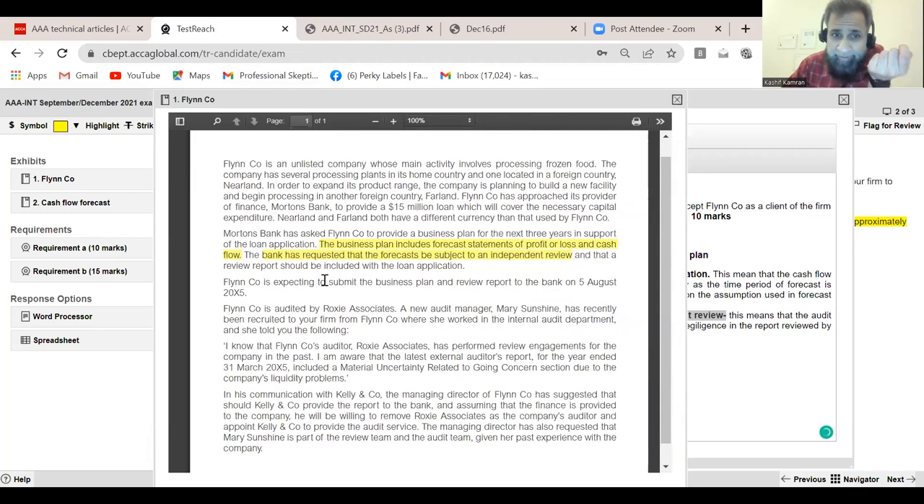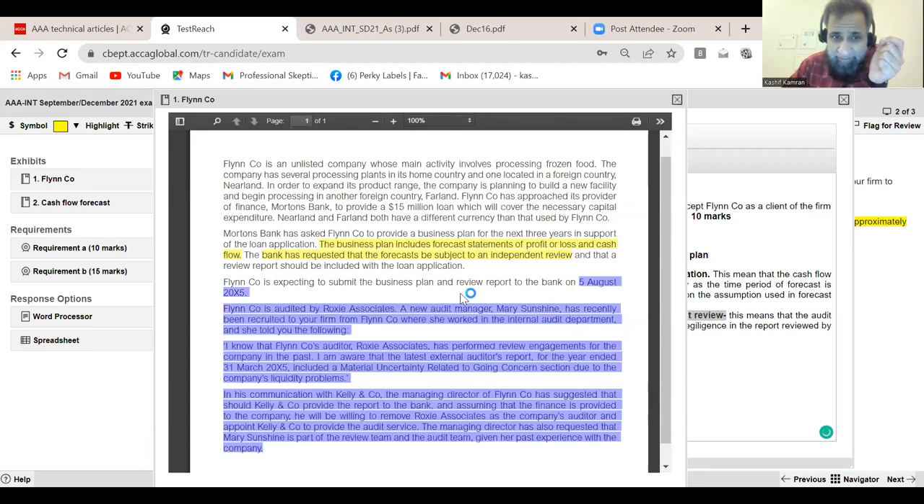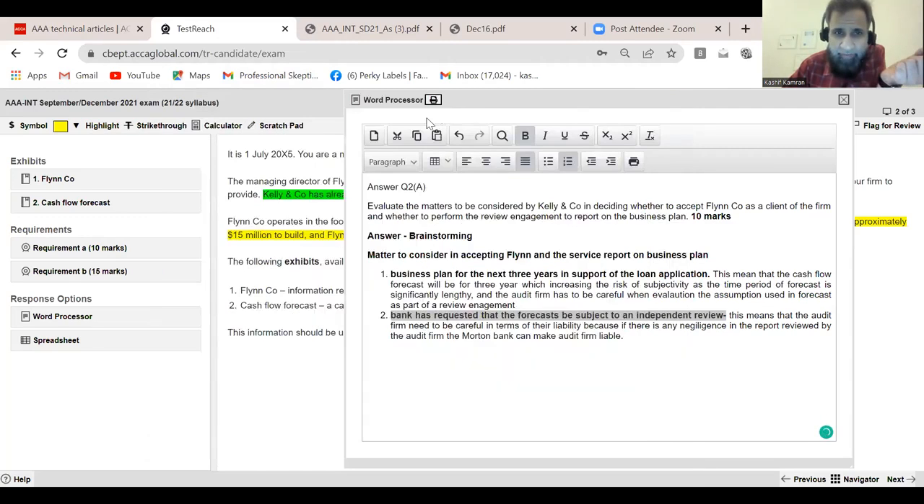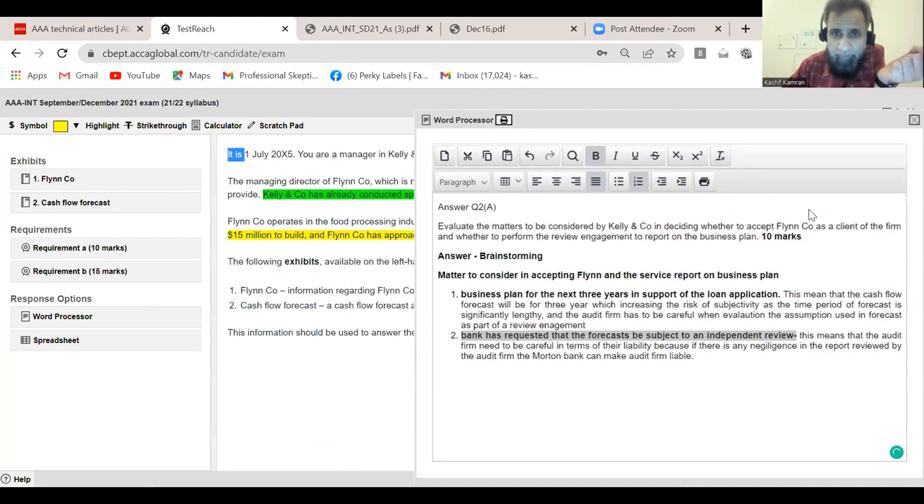Flynn Company is expecting to submit the business plan and review report to the bank on 5th of August. Okay, now by when you need to complete this engagement? Because the company needs to submit the business plan to the bank on the 5th of August 20x5. And I think the year end of the company. Okay, just let me confirm when we got this. Okay, it is the 1st of July. Can you see here? All of you? Can you see right here? It is the 1st of July.